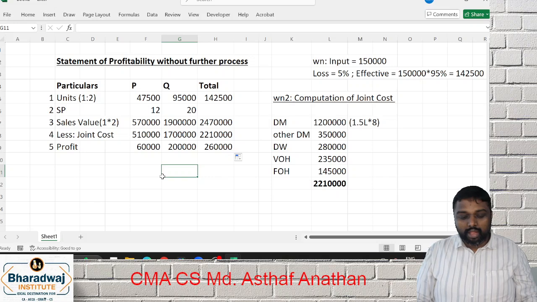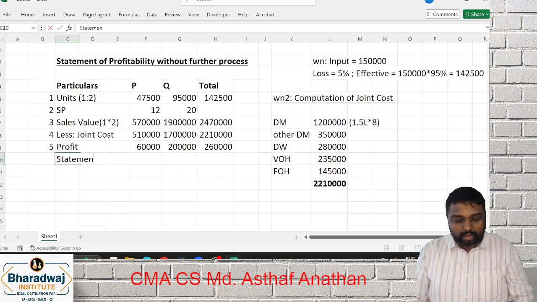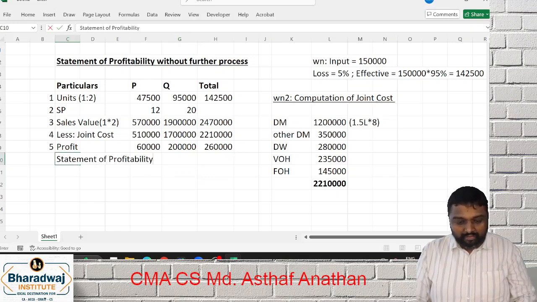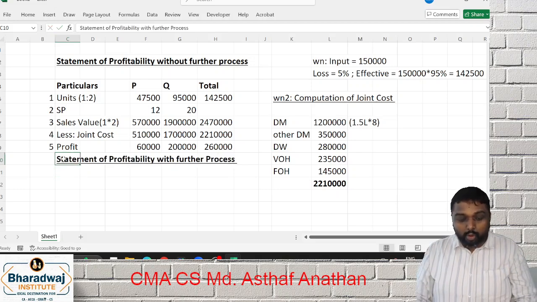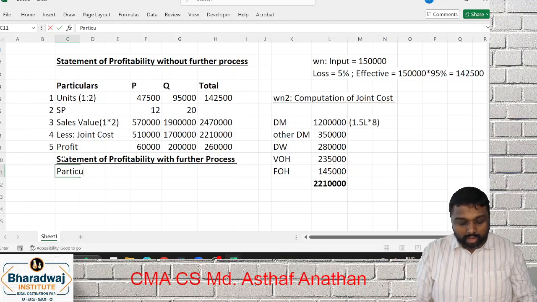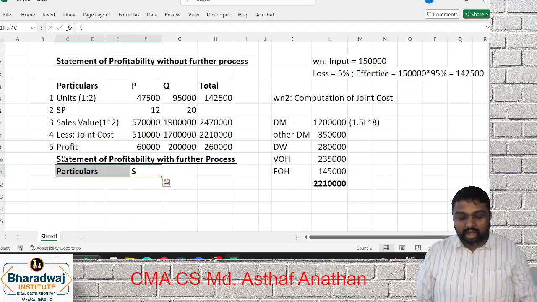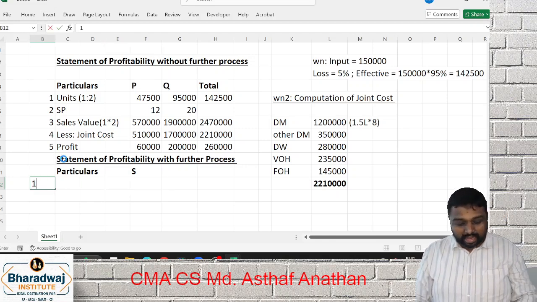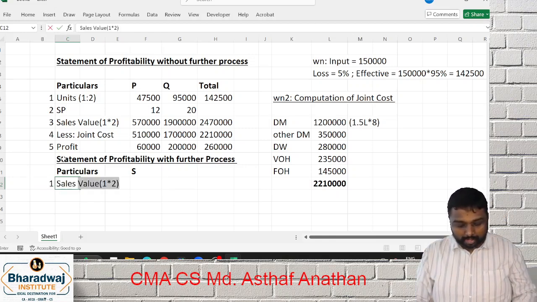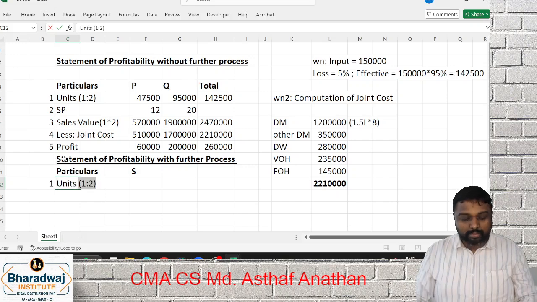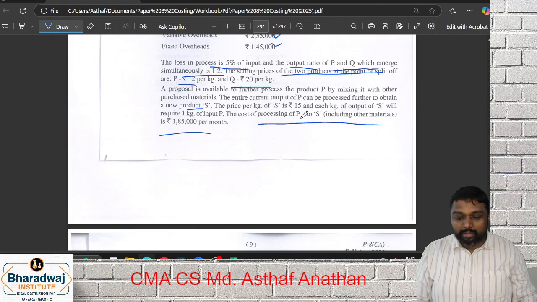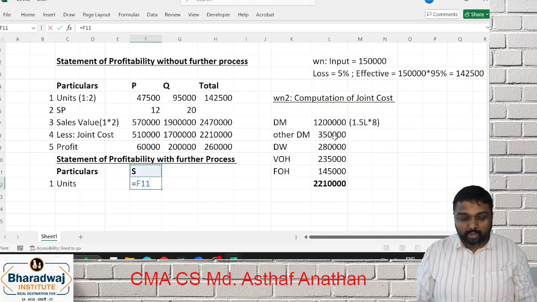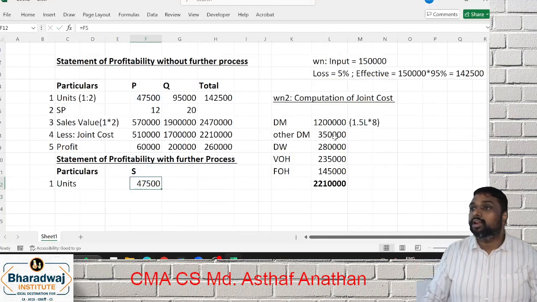Answer is over. Now we have to do the statement of profitability with the further process. Tell me, my dear friends, are all the products further processed or only one product? One product. The product name is rechanged, which is called what? Yes. What is the sales value of yes? If you want, I will go step by step. What will be the unit of yes? They have told very clearly: every unit of P will be converted into yes. So here it is 1:1.